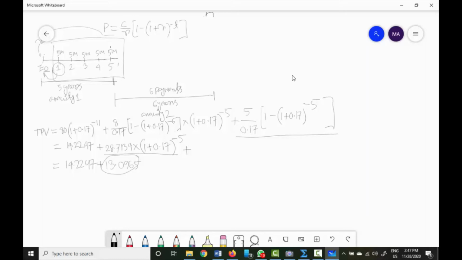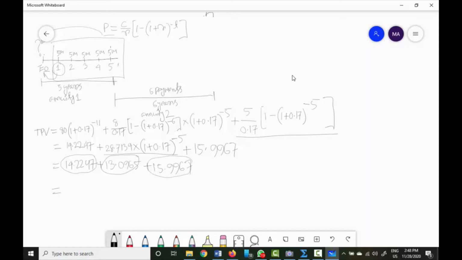5 divided by 0.17 bracket 1 minus 1.17 power minus 5. So that means we will get 15.9967. That means 15.9967 will be here. So this is the value of annuity 2 at period 0. This is the value of annuity 1 at period 0, and this is the value of the terminal value at period 0, right? So let us add all of these.